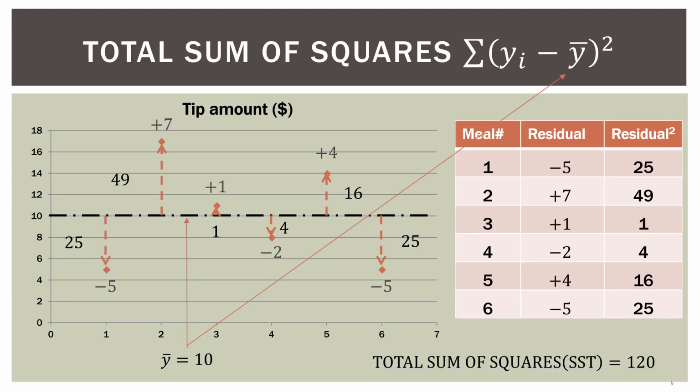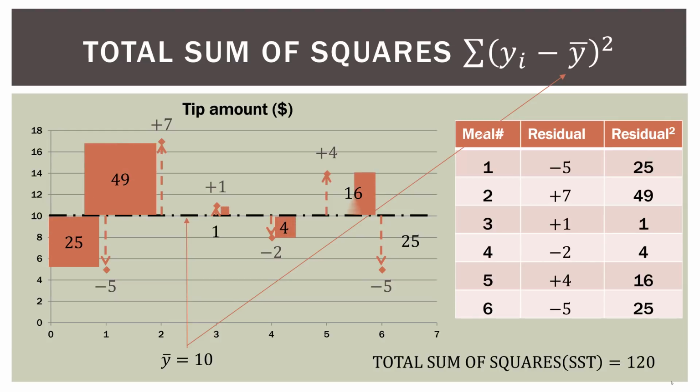So we call those residuals. If we look here on the left at meal number 1, the amount is 5 off of the mean. The tip was $5, and the mean is $10, so the tip was $5 below the mean. The residual is negative 5. And then when we square that, we get a value of 25.